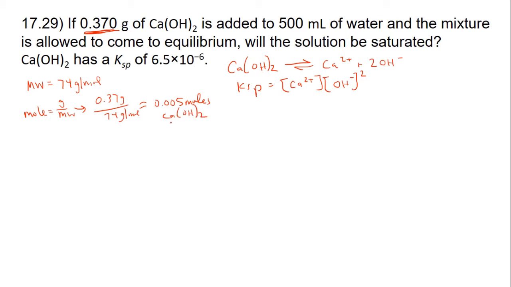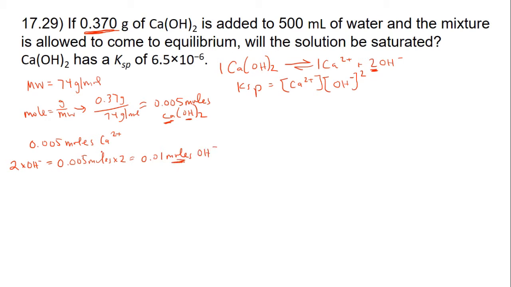But we need to find the concentration of calcium and the concentration of hydroxide. For that, we need to think about the stoichiometry. How does it break down? For every 1 mole of calcium hydroxide that breaks down, we get 1 mole of calcium and 2 moles of hydroxide. So if we have 0.005 moles of calcium hydroxide, we would make 0.005 moles of calcium. We're going to form twice as much hydroxide, so 0.005 moles times 2 gives 0.01 moles of hydroxide.